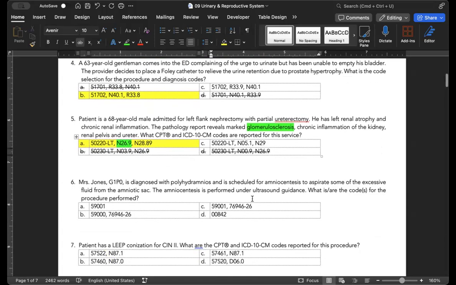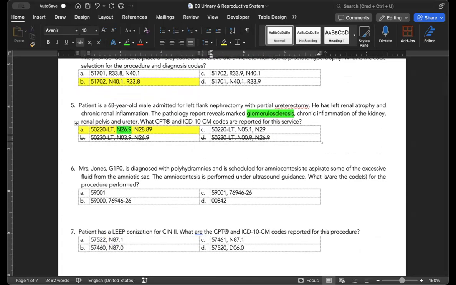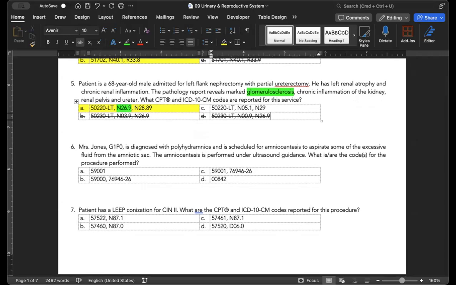All right. Number 6, Mrs. Jones, who is G1P0, is diagnosed with polyhydramnios and is scheduled for an amniocentesis to aspirate some of the excessive fluid from her amniotic sac. The amniocentesis is performed under ultrasound guidance. So what is the code or codes for the procedure that's performed? So we have 2 with 59001. We'll look at that one first.